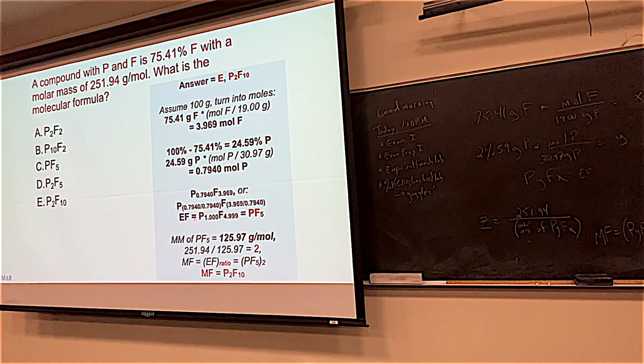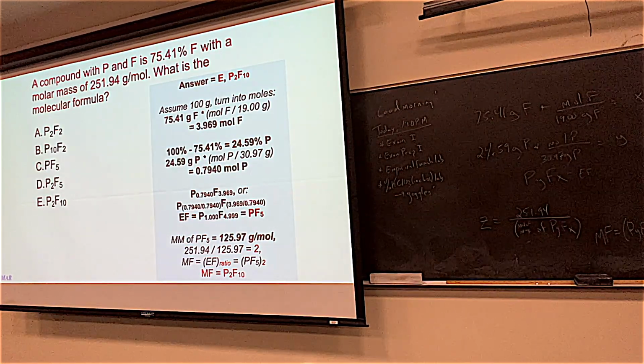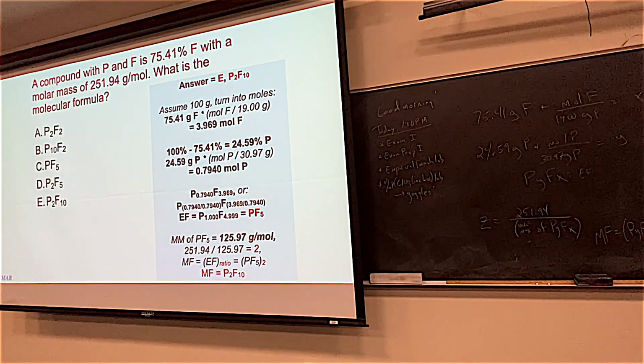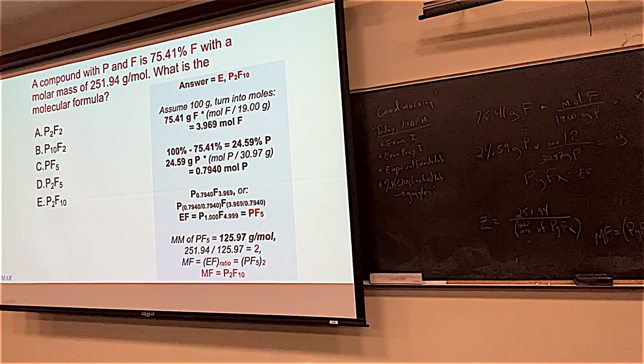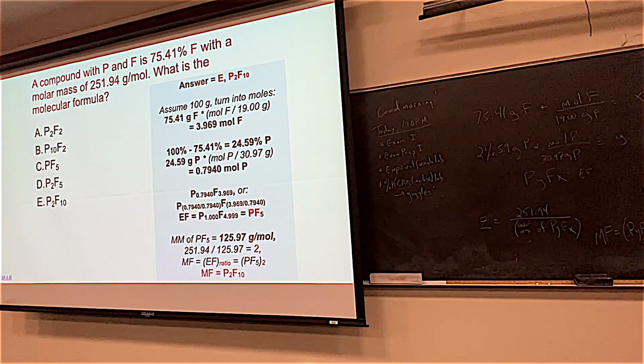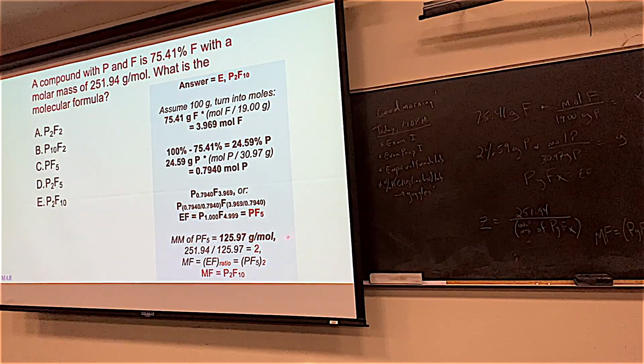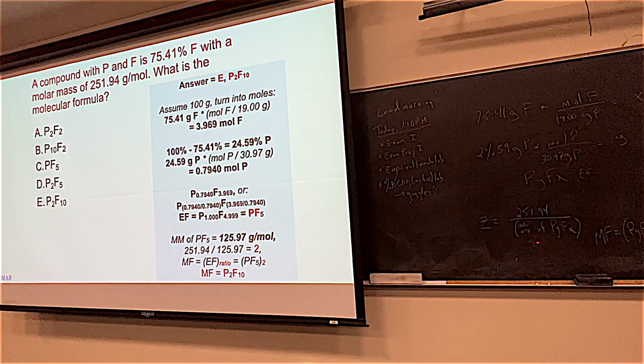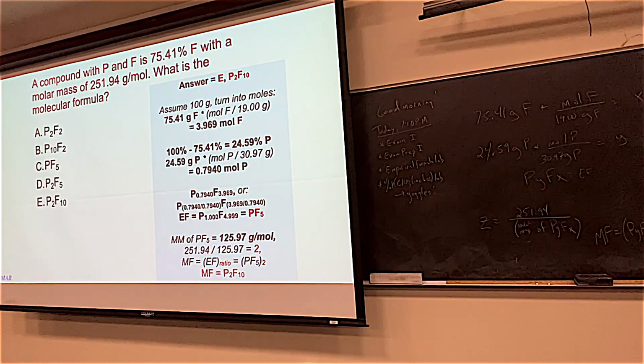So that gives 1 mole of phosphorus. That divided by that is almost exactly 5. So PF5 is the empirical formula. If you add up a phosphorus and 5 fluorines, it comes out to be this number. That goes in the bottom, the molar mass of the whole thing on top. You get a whole number ratio always, in this case 2. So twice PF5 gives you P2F10.